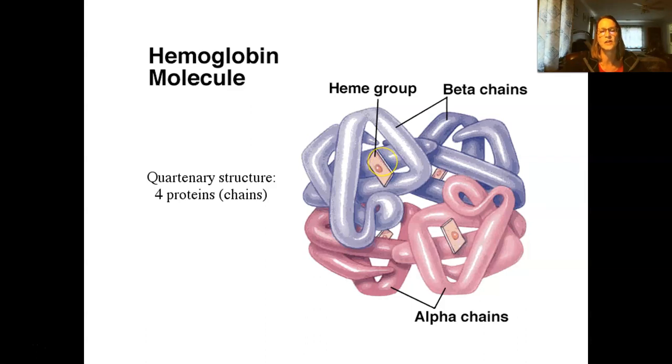So every hemoglobin molecule can bind 4 oxygen molecules. And remember that each blood cell has hundreds of hemoglobin molecules. So that's how they bind oxygen into the blood cell, the red blood cell.